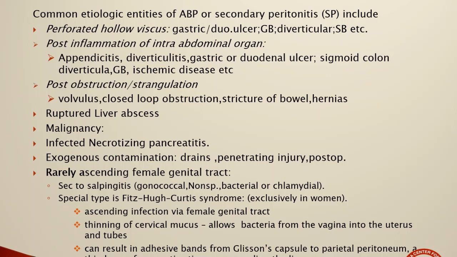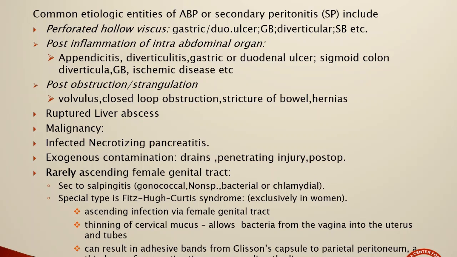Or it could be seen after obstruction or strangulation, like, for example, volvulus, closed loop obstruction, or there has been a hernia which has now become obstructed. It could also be seen after rupture of a liver abscess. Could be seen in a patient who has got abdominal malignancy. Infected necrotizing pancreatitis, where the necrosis of the pancreas has now become infected. Or there could be exogenous contamination, like, for example, you put in a drain and that drain becomes the route through which infection goes into the peritoneal cavity. It could be a penetrating injury, like, for example, a stab injury. Post-operative, you could have an exogenous contamination of the peritoneal cavity.